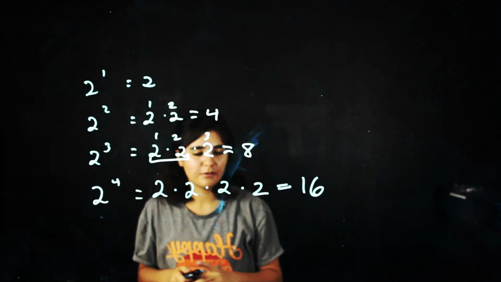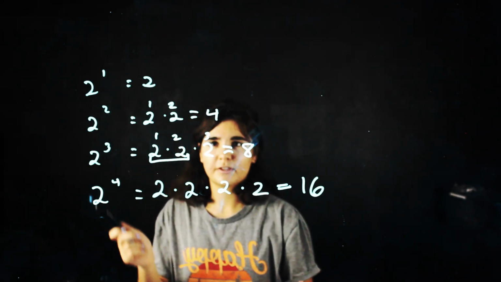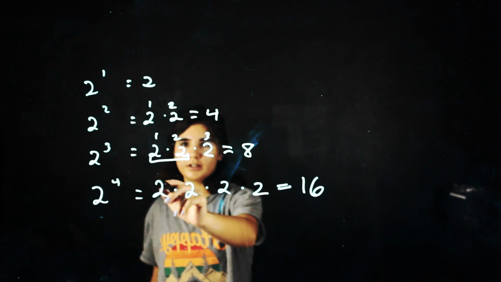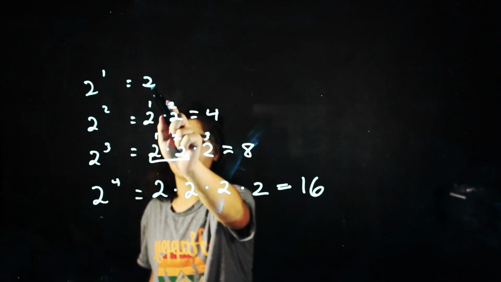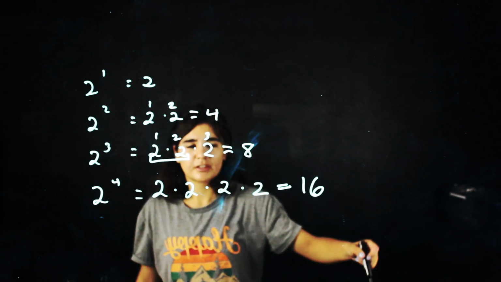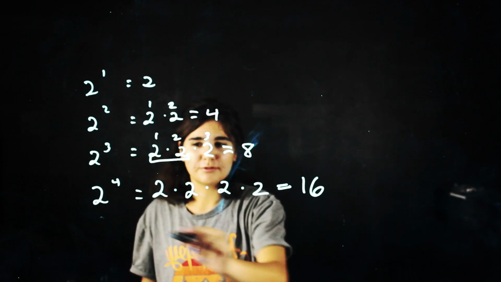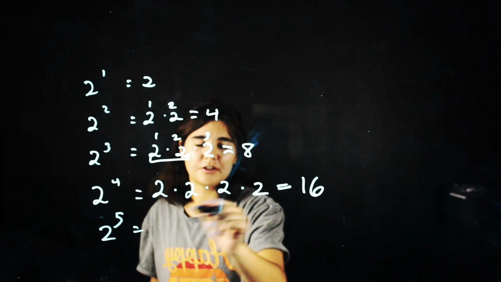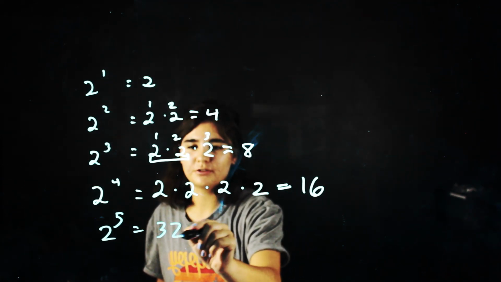Okay, so now I'm going to kind of do something crazy. See how when we're going up, there's a pattern here. It goes 2, 4, 8, 16. You're just doubling this every time. So you can probably guess what 2 to the fifth is going to be. It's just going to be this, but doubled. So it's going to be 32.